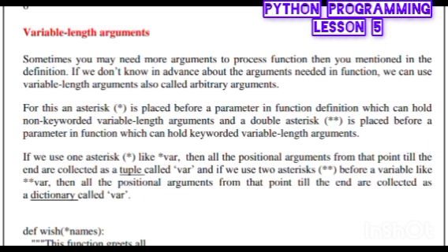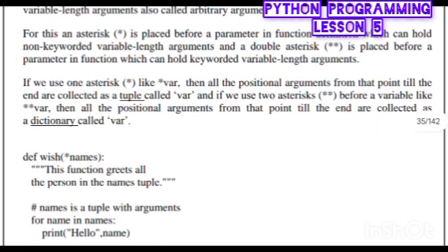If we use one asterisk like *var, all the positional arguments from that point till the end are collected as a tuple, called a variable argument. If we use two asterisks before the variable, like **var, then all the keyword arguments from that point till the end are collected as a dictionary called var.